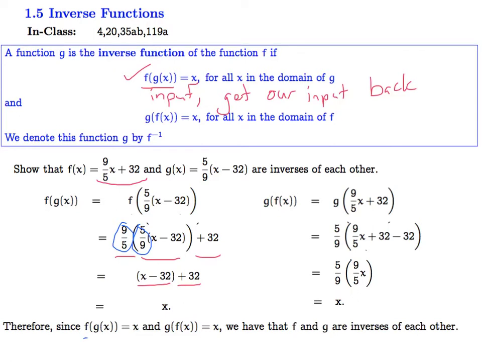Therefore, since both f of g of x equals x and g of f of x equals x, they are inverses of each other. Now you have to check these every single time, both compositions. I know it takes a little bit of work, it's some boring algebra, but we must do it. We must be careful.